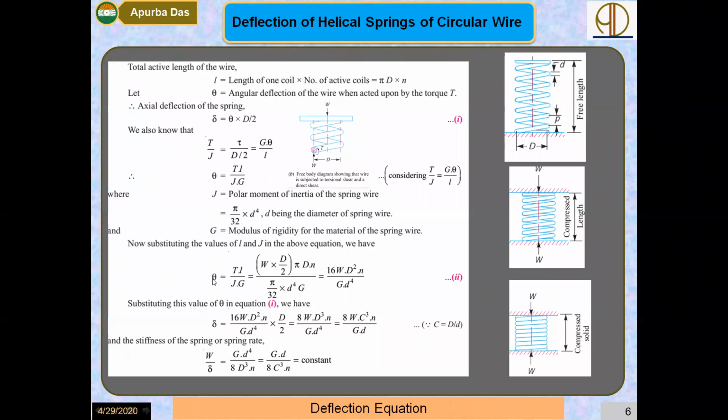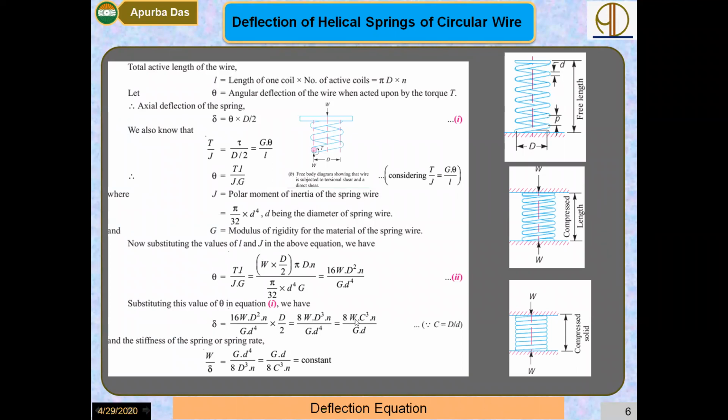So theta is equal to TL by GJ. T is W into D by 2, L is pi D n, J is pi by 32 d to the power 4, and G is G. That is equal to 16 W D square n divided by G d to the power 4. If we substitute this theta in the deflection equation, we get the deflection, that is 16 W D square n by G d to the power 4 into D by 2. So that becomes 8 W D cube n by G d to the power 4.